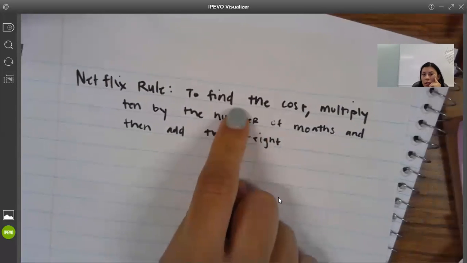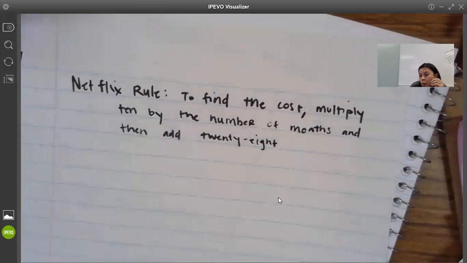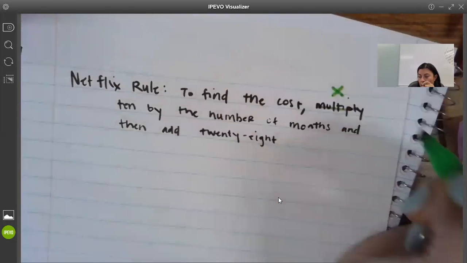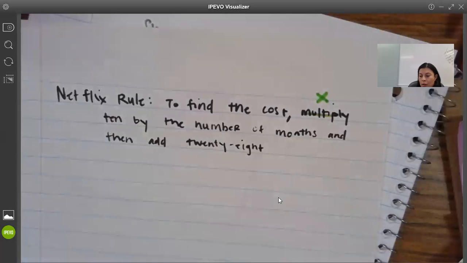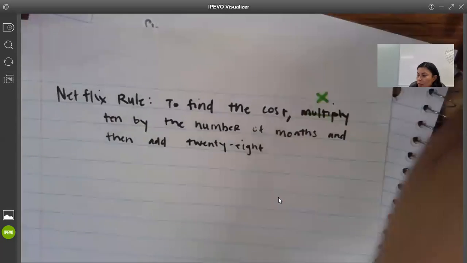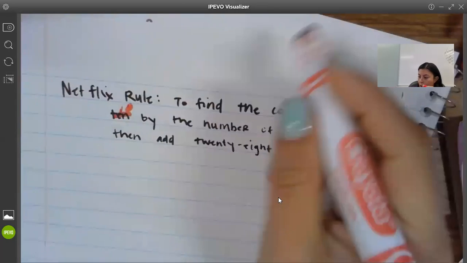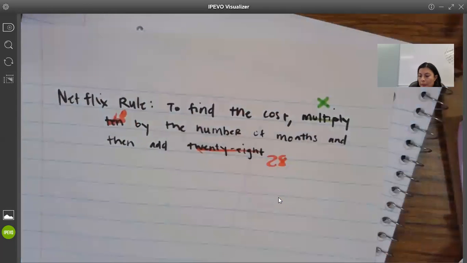Right here we have a section where it says to find the cost, multiply. I know I can switch that pretty quickly into the multiplication sign. That saves me a lot of characters. By 10, I know I can use that also, and I can just write the number 10. 28, I can write as 28. So we're getting it down a little bit, right?